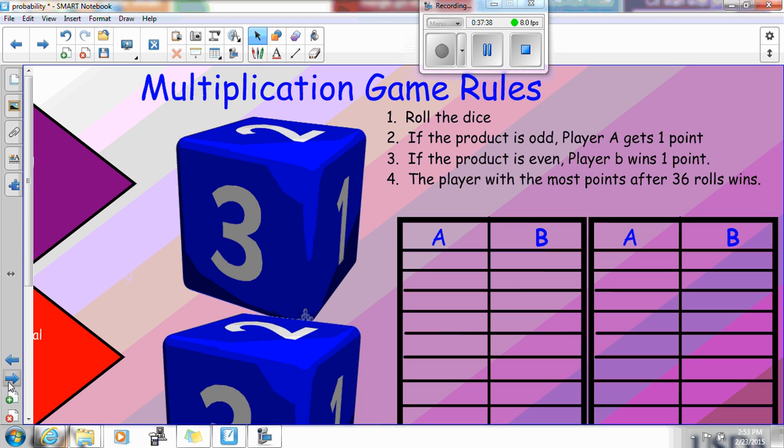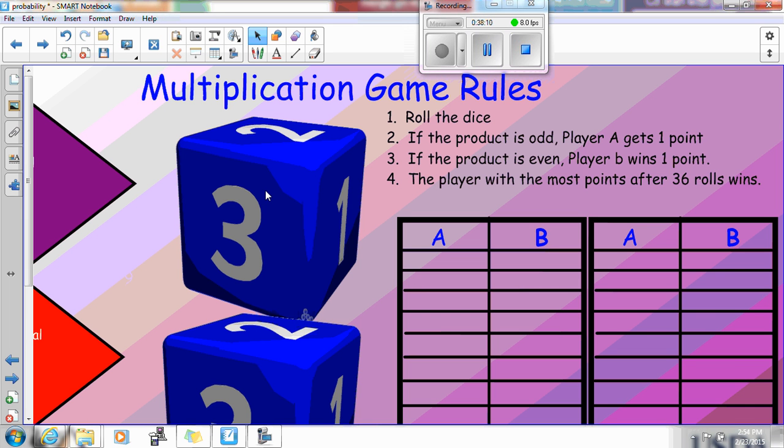Now here's a game you can play with your friends. It's called the multiplication game. And the rules are you roll the dice. Now you have 2 dice. You roll them. If the product is odd, player A gets the points. And if the product is even, then player B gets the points. And product means to multiply them together. The player with the most points after 36 rolls wins the game.